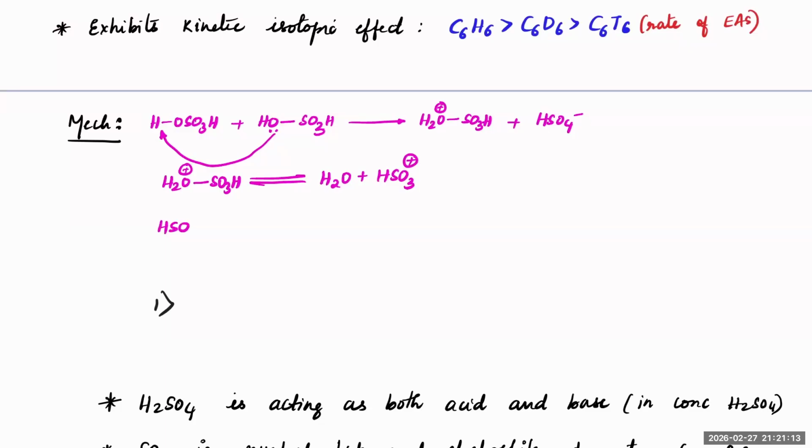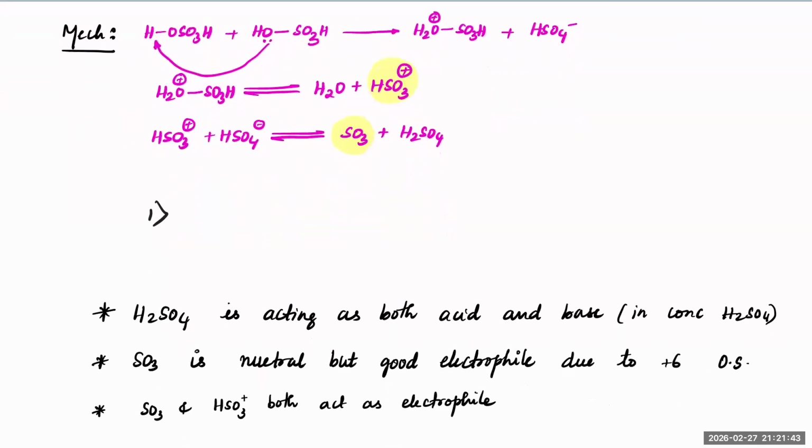And see, HSO3 plus can further react with HSO4 minus because it is still an acidic form. So this can lose an acid and convert into SO3 plus H2SO4. So this SO3 formation here is the electrophile. In fact, directly HSO3 plus can also be used as an electrophile. It depends upon quantity. Quantity wise, SO3 is more available.